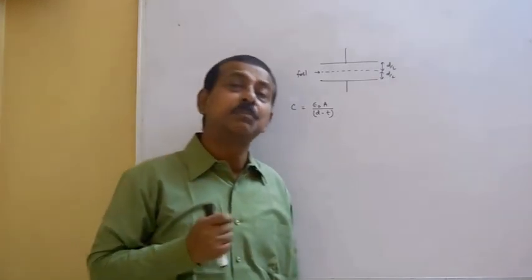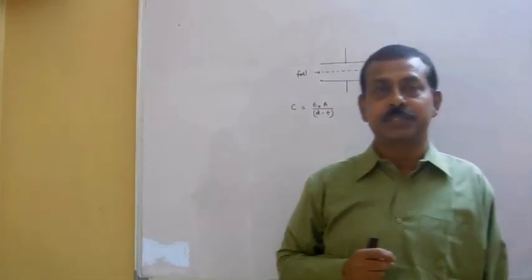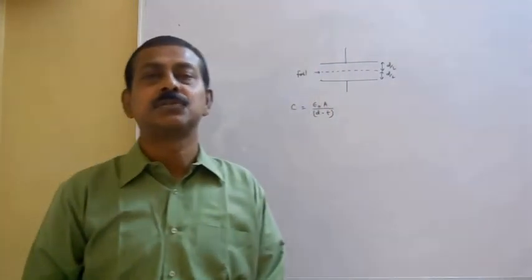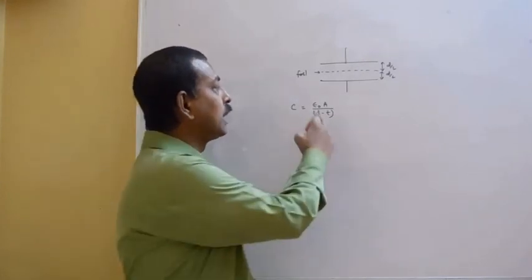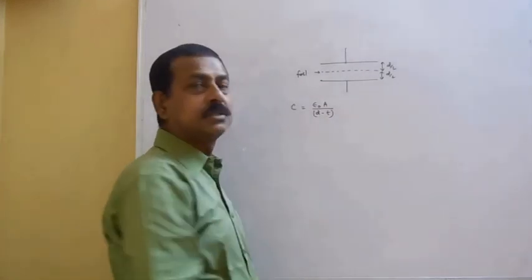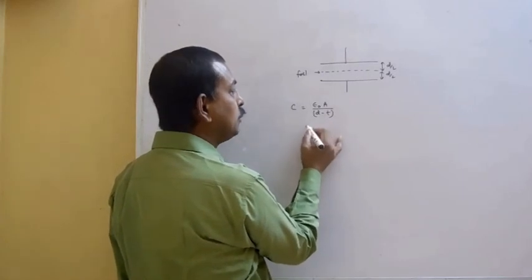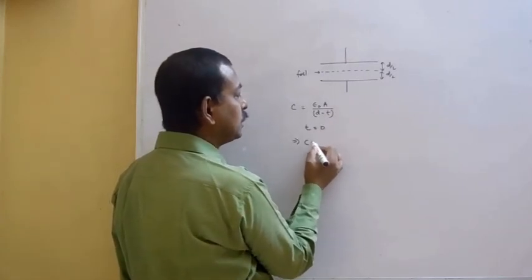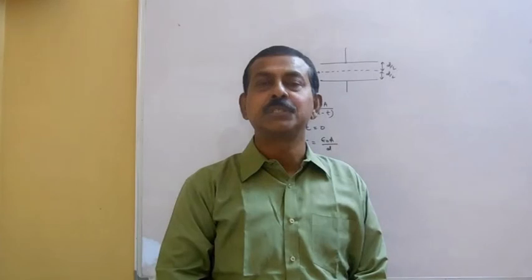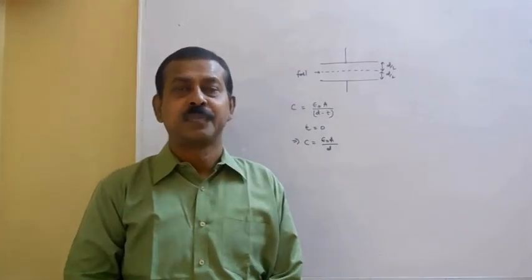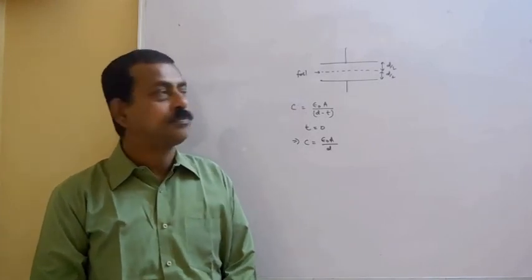Now, this can be treated as a case of a capacitor with a conducting slab between the plates. And you know that the expression for capacitance of a parallel plate capacitor with a conducting slab is given as epsilon naught A by D minus T. Now for this case, as the foil has negligible thickness, T will be 0, and so C equals to epsilon naught A by D. This simply indicates that the capacitance will remain the same, because the thickness is very small, so we can take that the capacitance will not change.